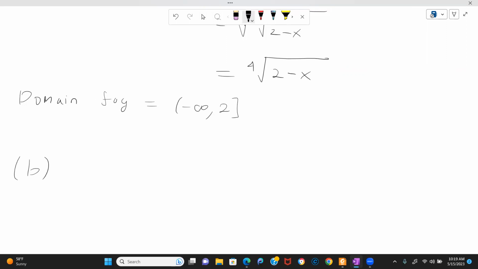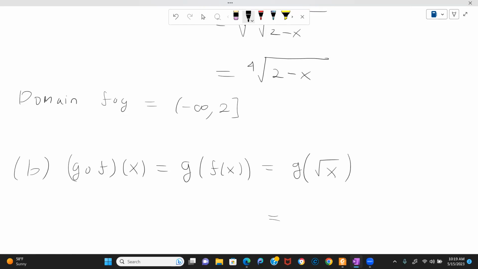Now we want to do g composed f at x, and by definition it's just g of f of x. And f of x, recall, is square root of x, so it's g of square root of x. And then g of x is square root of 2 minus x, so just replace the x by square root of x, so it's going to be square root of 2 minus square root of x.